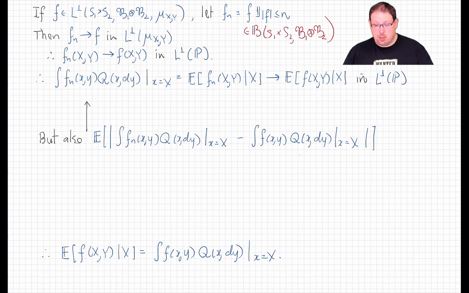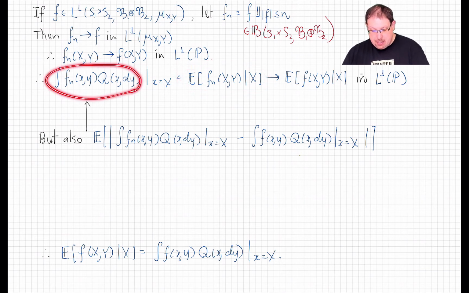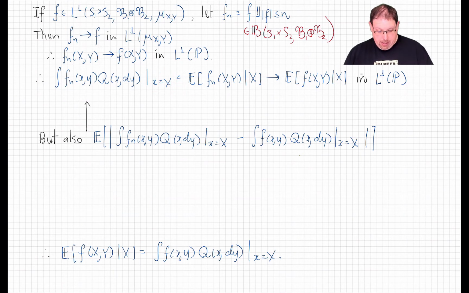Now remember that conditional expectation is an L1 contraction. And so since fn of x and y converges to f at xy, it follows that the conditional expectation of fn of xy given x converges in L1 to the conditional expectation of f at xy given x. But we also know from the first part of the proof on the previous slide that since fn is a bounded function, this conditional expectation can be computed via this integral against the probability kernel q, and then evaluating the variable x at the random variable capital X.